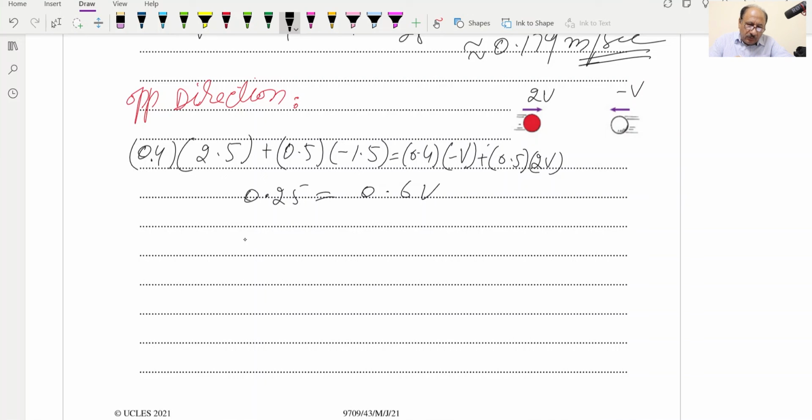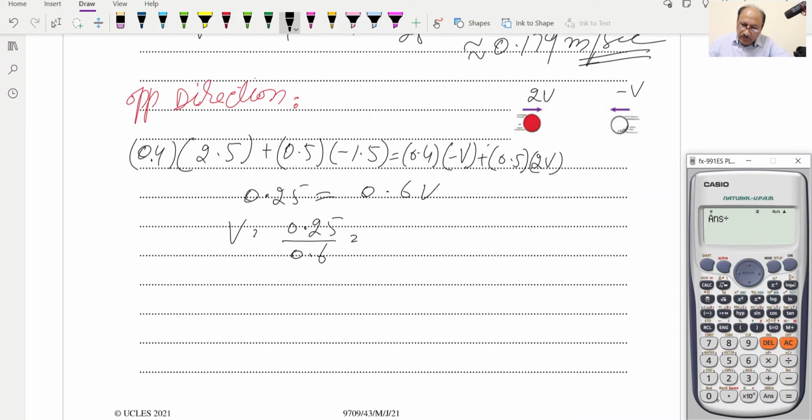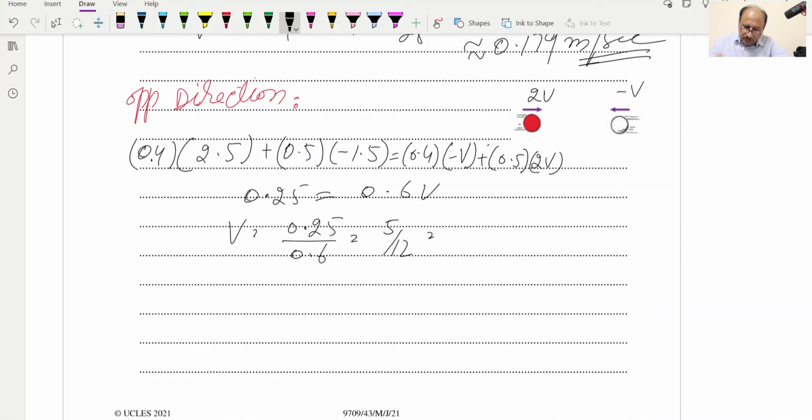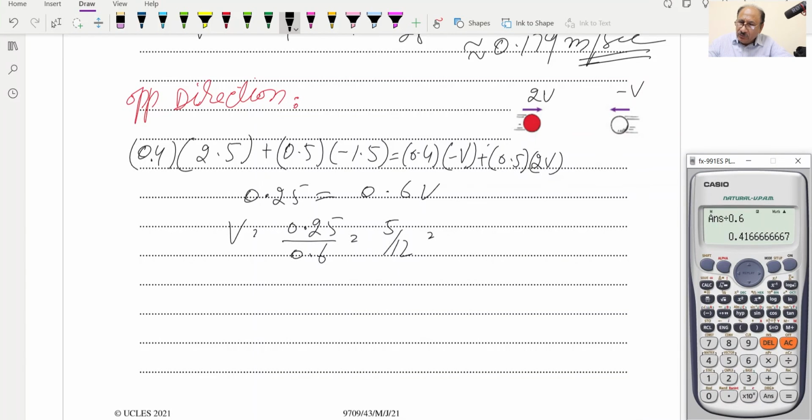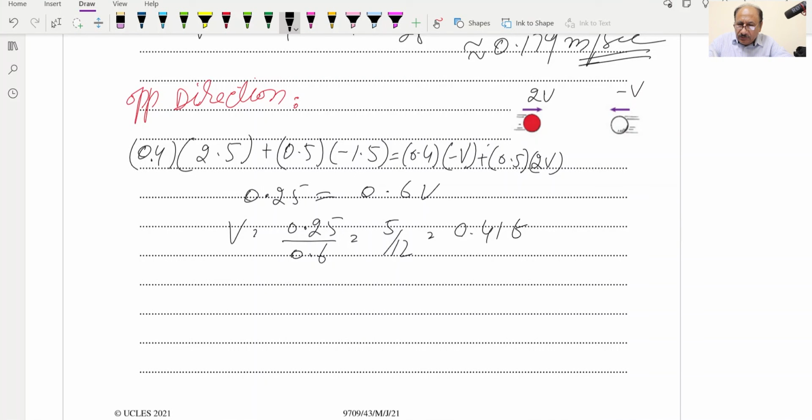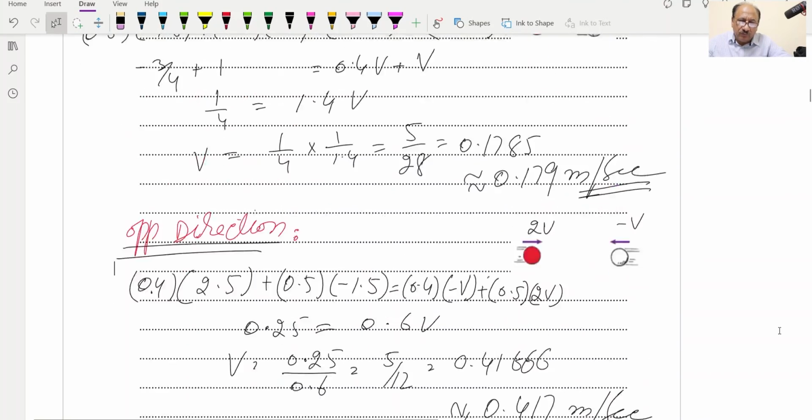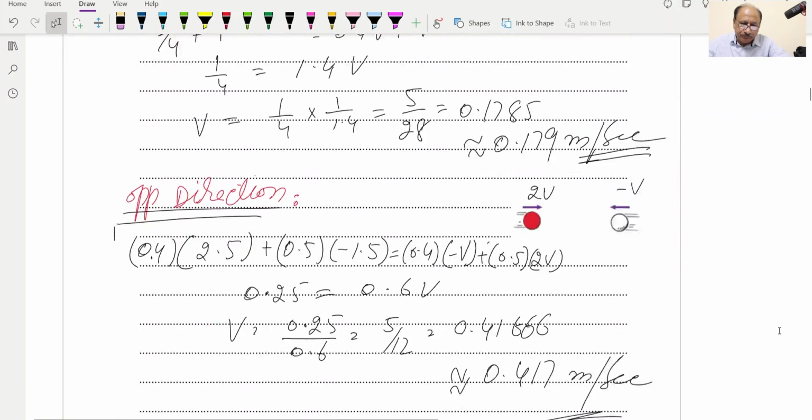0.6 v. Now v will be equal to 0.25 divided by 0.6, and 0.25 divided by 0.6 will be equal to 5 over 12, and decimal value we can write it as 0.4166, so up to three significant figures, 0.417 meter per second. This will be the velocity in case they are moving in opposite direction. So we have discussed both cases basically.